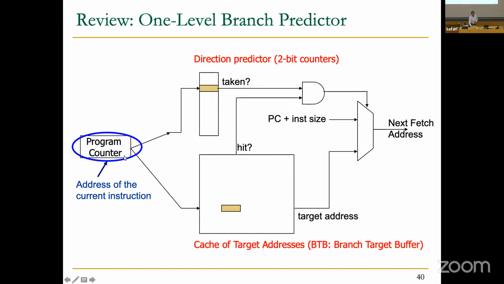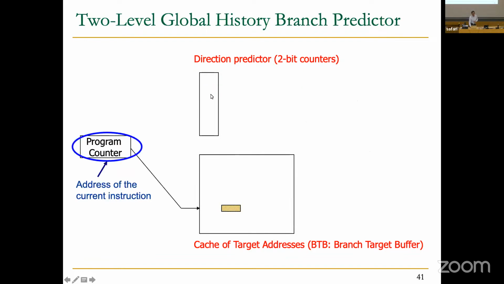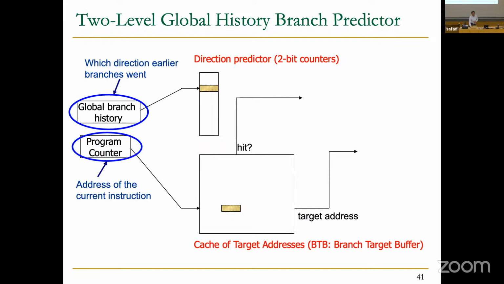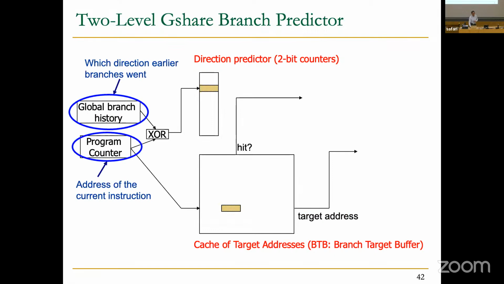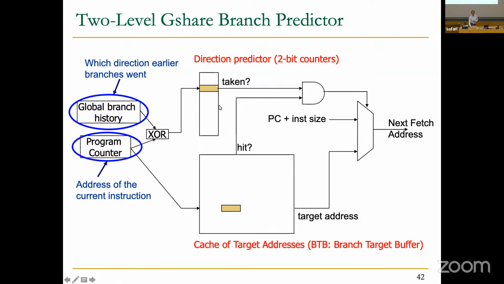Let me demonstrate this. So this was where we were, right? We used the program counter to index the direction predictor. This was a last time predictor. And then we said, forget about the program counter. Program counter is used to get the target address, but we're going to use the global branch history to index the direction predictor. This is a global history predictor. And we're going to use only that. That's the 2-level global history branch predictor. Now, G-share says that don't forget about the program counter. Actually use the program counter and hash it with the global branch history register and then index the direction predictor using the hashed value. Okay?